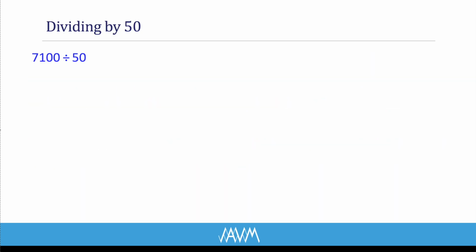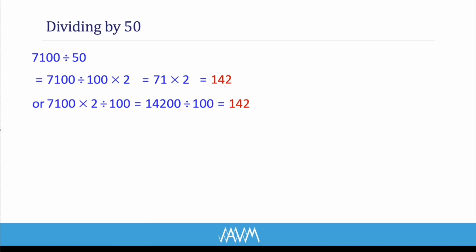Dividing by 50 is the opposite way round. Example, 7,100 divided by 50. We can divide by 100 and then multiply by 2. Dividing by 100 gives 71, multiplied by 2 gives 142. Alternatively, we can multiply by 2 and then divide by 100. 7,100 multiplied by 2 is 14,200, and then divide by 100 by knocking off the 2 zeros, 142.